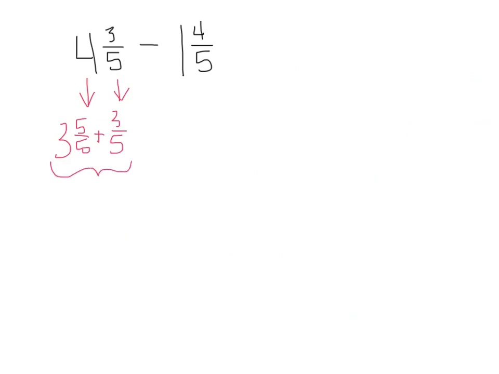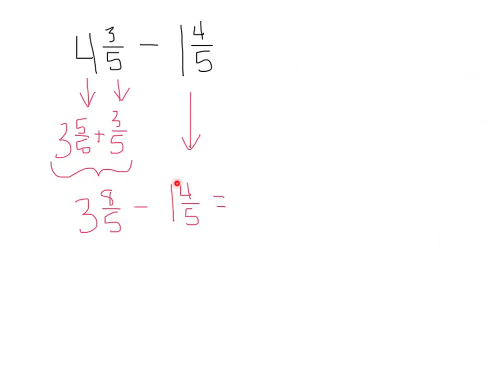3 5/5 plus 3/5 is 3 8/5. And then we subtract 1 4/5. Do you see how I'm taking the time to actually rewrite the mixed number as a mixed and an improper? That's important because we want to make sure that we're knowing what we're subtracting. Subtracting 4 from 8. Okay?